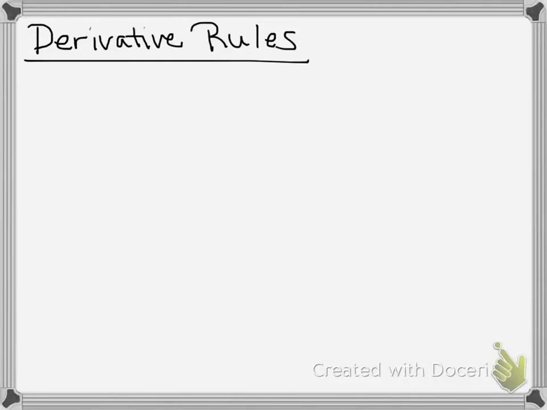Hola, pre-calc. We've been talking a lot recently about derivatives and the definition of derivative, and now it's time to talk about some of those shortcuts and the derivative rules. We've already talked about some of them. First one being the constant function. For example, y equals 2, y equals -8, and so on.